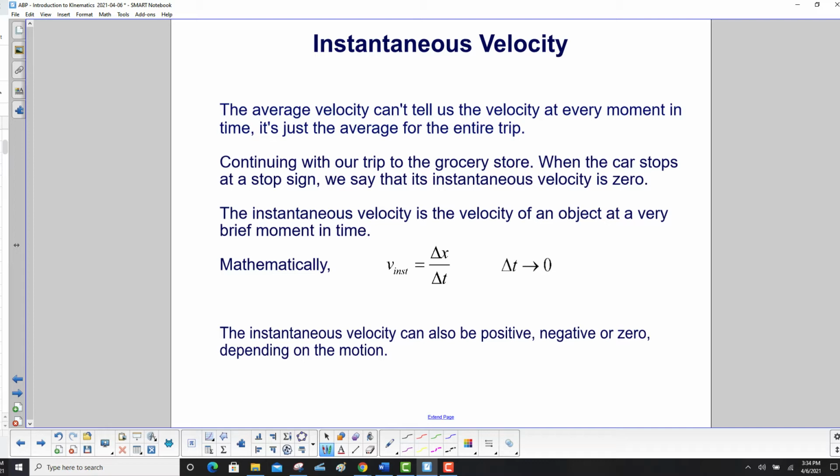Continuing with our trip to the grocery store. When the car stops at a stop sign, we say that its instantaneous velocity is 0. The instantaneous velocity is the velocity of an object at a very brief moment in time. Mathematically, v instantaneous is delta x over delta t as delta t gets very, very close to 0. And that's the first hint of calculus. That's what Newton worked on, basically to solve physics problems. Your instantaneous velocity can also be positive, negative, or 0, depending on the motion.